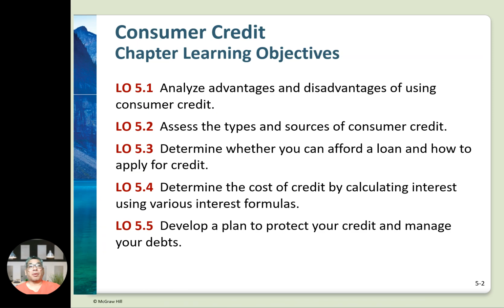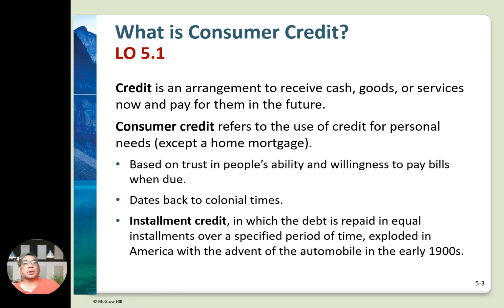This is quite a long chapter, so just bear with me. All right, let's start this chapter. There are about five objectives. The first one: analyze the advantages and disadvantages of using consumer credit. Number two, assess the types and sources of consumer credit. Number three, determine whether you can afford a loan and how to apply for credit. Number four is to determine the cost of credit by calculating interest using various interest formulas. Number five, follow a plan to protect your credit and manage your debt.